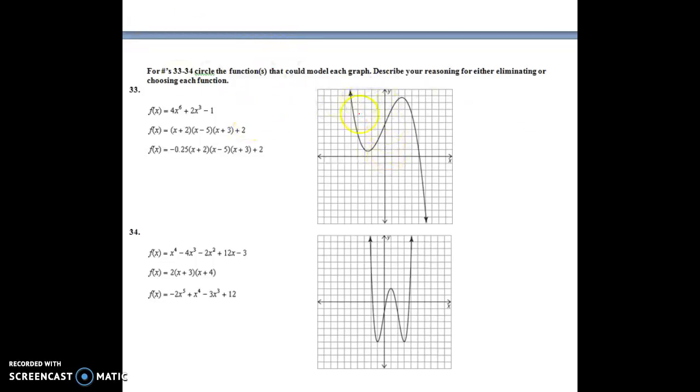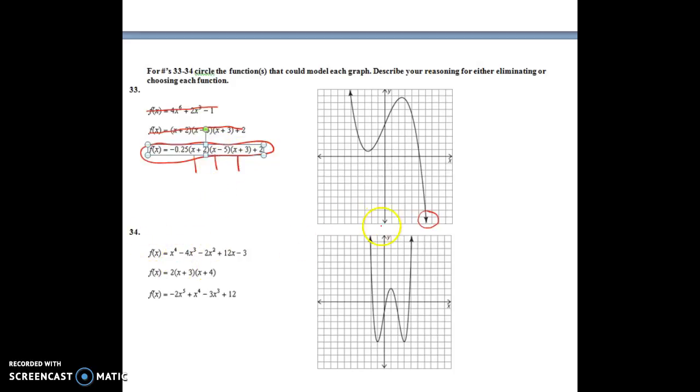So we see that this is an odd function because it has arrows in opposite directions, so it cannot be this first graph. We also see that on the right side the arrow is going down, so that makes it a negative function, so it cannot be the second equation. So the third equation is the only one that makes sense. Again, the odd comes because there's 1, 2, 3 x's.